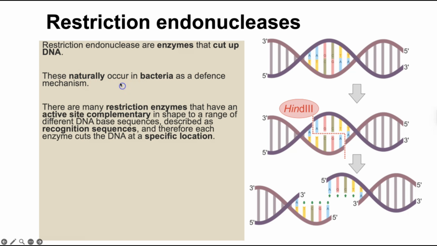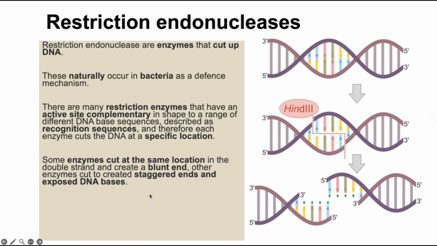So if a virus was to inject their DNA into the bacteria, they naturally have restriction endonucleases to cut up viral DNA so that they can't be infected. And there are many different types of restriction endonucleases, and this links back to the idea of enzymes having a tertiary structure, which gives them a unique 3D shape, so their active site is complementary in shape to a particular sequence of DNA bases. So these restriction endonucleases, loads of different ones, each have a different active site complementary to a different sequence of bases. They can then bind at that particular sequence, and they will break the phosphodiester bond at that point.